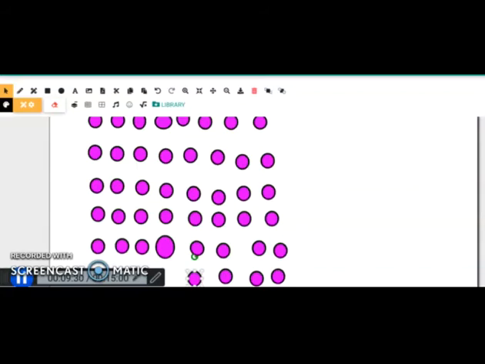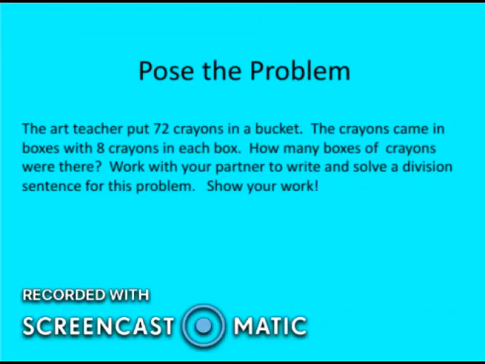So you're seeing this picture start to develop here. And then if I do 8 more, I get 72. So then I'm going to have 9 rows. When I'm complete, I'm going to have 9 rows of 8. So for this particular problem, 72 divided by 8 equals 9. It's going to take 9 boxes of crayons to get 72 crayons to place in a bucket.